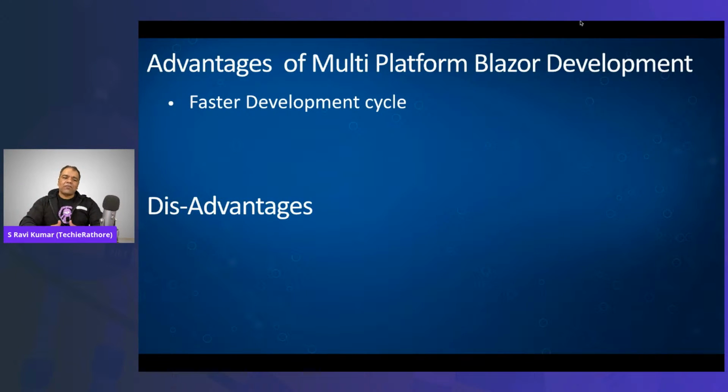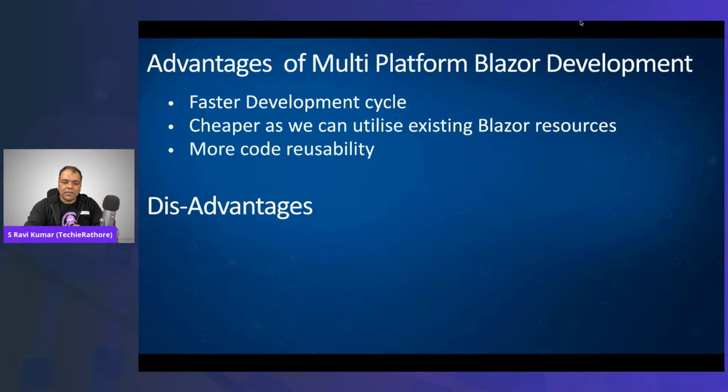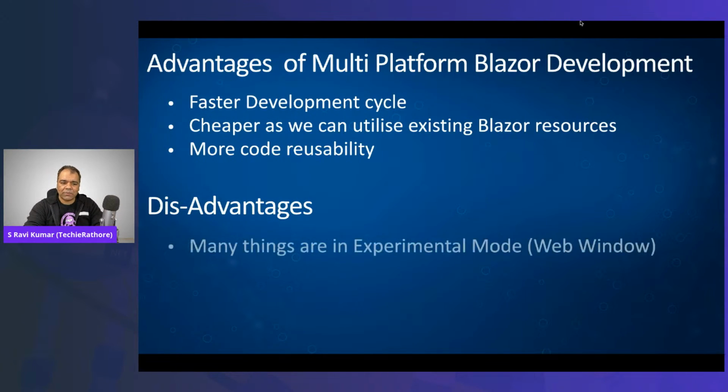So, advantages of multi-platform Blazor applications. It gives you a faster development cycle. You can create a multi-platform application using a single code base. The benefits are pretty much similar to cross-platform development. It is cheaper as we can utilize all the Blazor resources. There is more code reusability. As I said, one single UI code you can utilize in creating a desktop application as well as a web application. So that is one benefit.